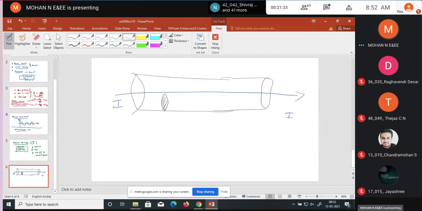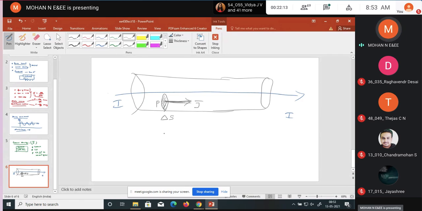This cross section has to be perpendicular to the direction of the current. That means the current should flow in this direction, and the normal to the surface should be in line with the direction of the current. So this is a small cross section of area delta S, and this is point P that I am taking. Now you can define the vector J here, which is nothing but the current density.